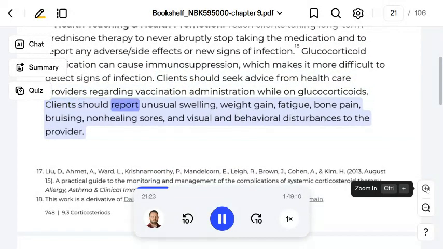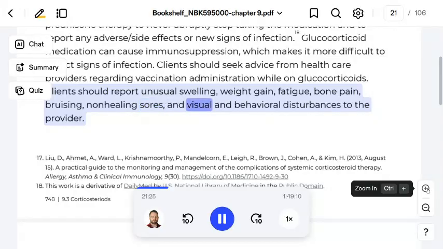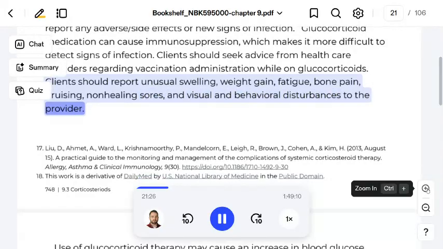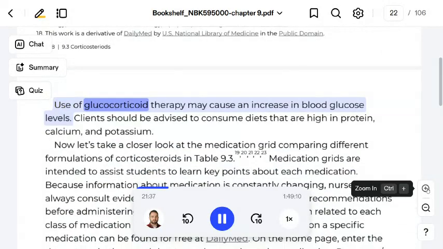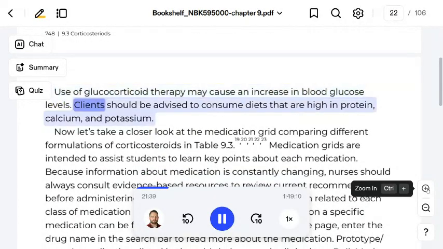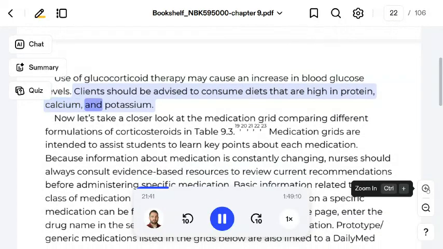Clients should report unusual swelling, weight gain, fatigue, bone pain, bruising, non-healing sores, and visual and behavioral disturbances to the provider. Use of glucocorticoid therapy may cause an increase in blood glucose levels. Clients should be advised to consume diets that are high in protein, calcium, and potassium.